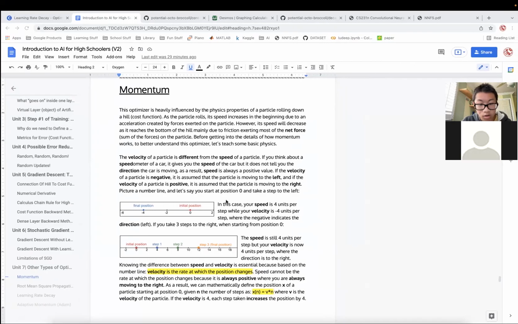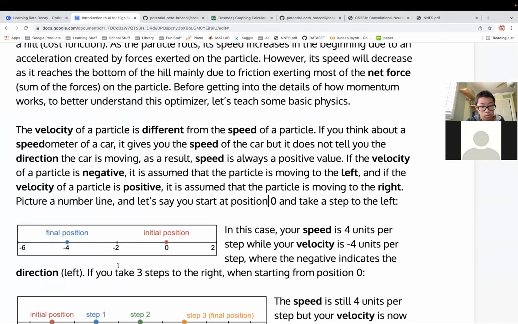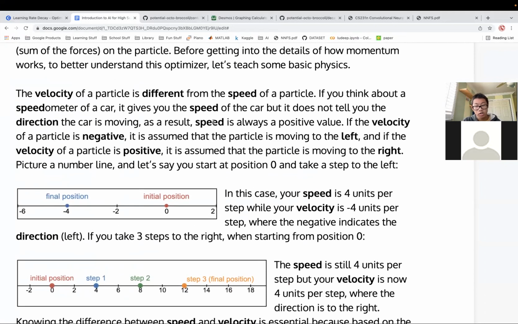Okay, so let's start by talking about speed and position. That should be a really easy, quick review for you. Let me share that. Okay, so over here, with momentum you have velocity and speed, right? Your speed and velocity are very different. Speed is just the magnitude of velocity.